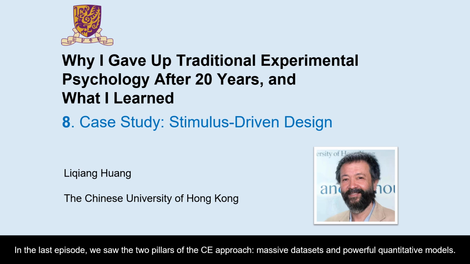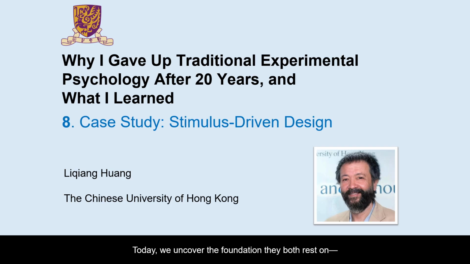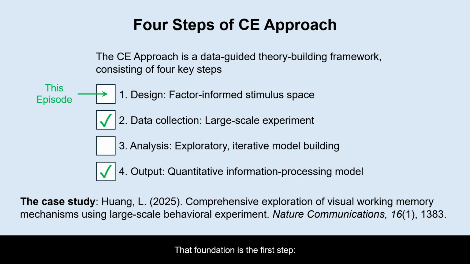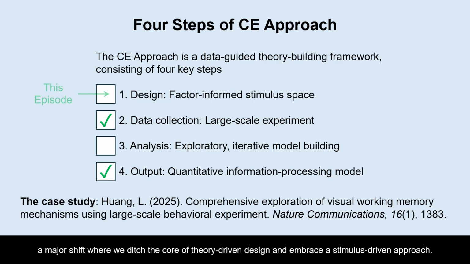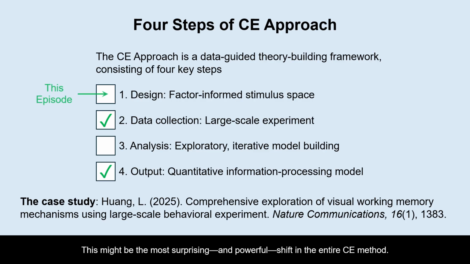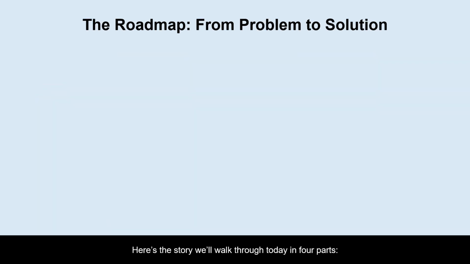In the last episode, we saw the two pillars of the CE approach: massive data sets and powerful quantitative models. Today, we uncover the foundation they both rest on, a step so fundamental it changes everything about how we design experiments. That foundation is the first step, a major shift where we ditch the core of theory-driven design and embrace a stimulus-driven approach. This might be the most surprising and powerful shift in the entire CE method.